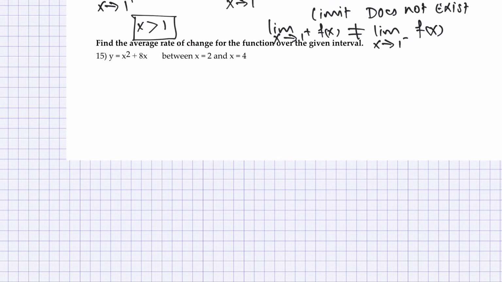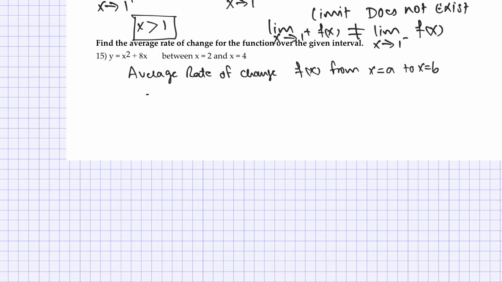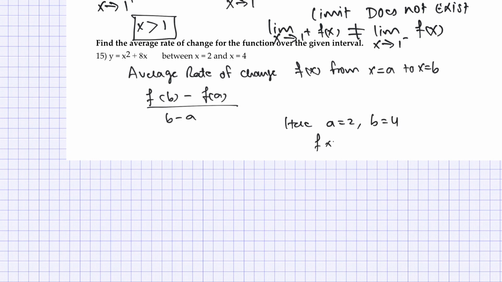Find the average rate of change of the function y equals x squared plus 8x between x equals 2 and x equals 4. The average rate of change of the function f of x from x equals a to x equals b is given by this formula: f of b minus f of a over b minus a. Here, a is equal to 2, b is equal to 4, and the function f of x is x squared plus 8x.